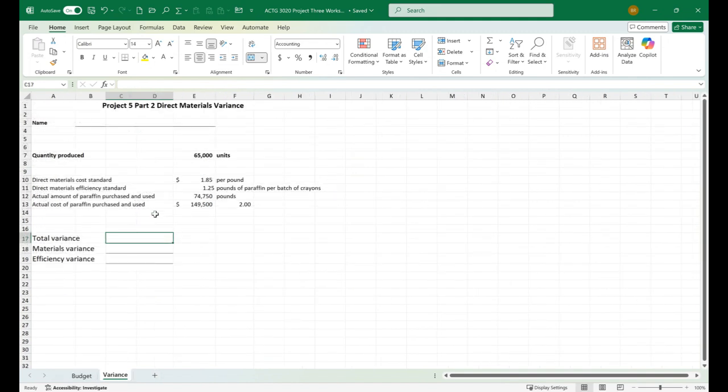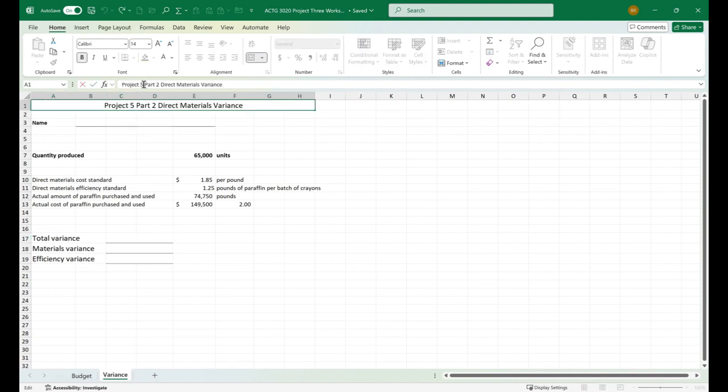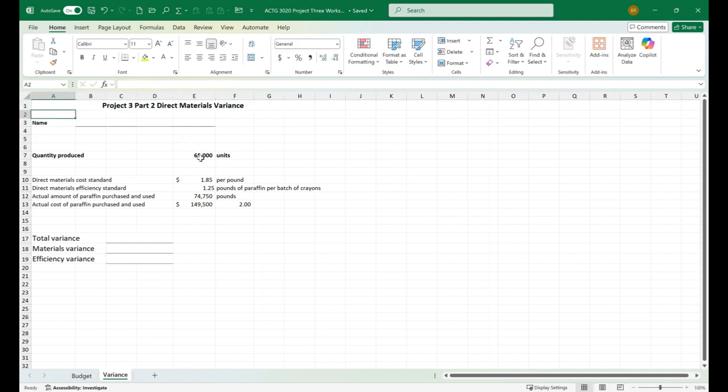And then we have a variance, okay, and this is project 3 or 2. And this is just simply, okay, what is the variance? Well, is it positive or negative? Here we've got $100.85 per pound is the direct materials standard. Direct materials efficiency is 125. So we are wanting to know how much is actually used.